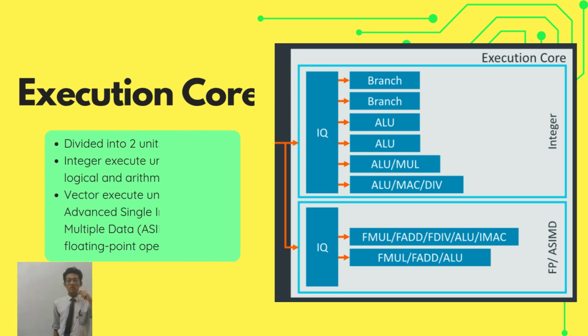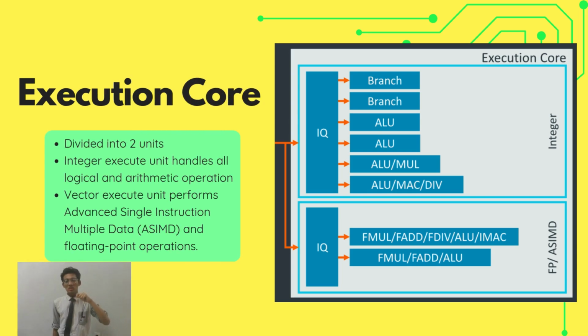The final part of the CPU core is the execution core. It is divided into two units, namely the integer execution unit and the vector execution unit. The integer execution unit handles all the basic logical and arithmetic operations. The vector unit, on the other hand, handles advanced single instruction multiple data (ASIMD) and the floating point operations.